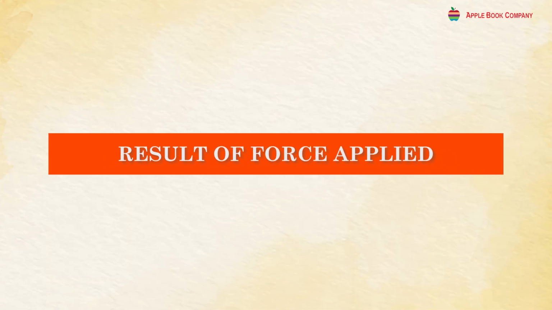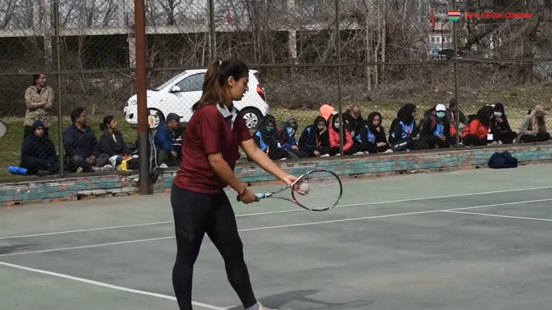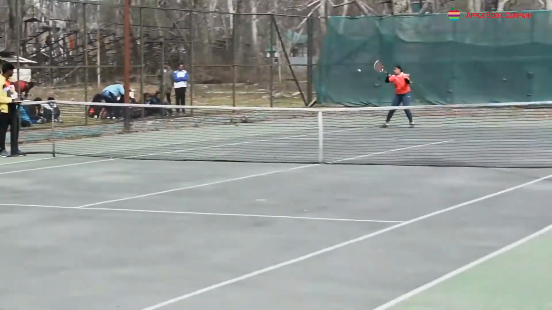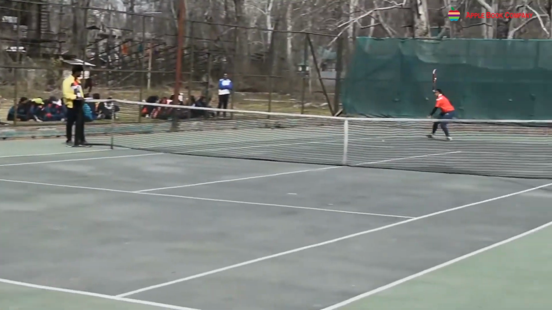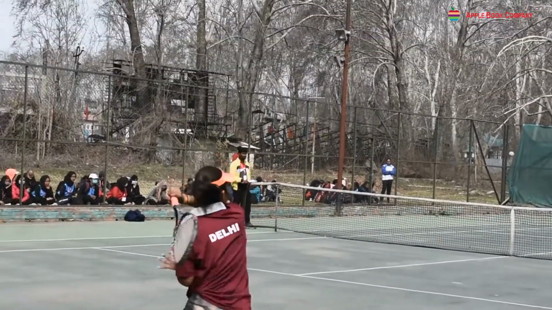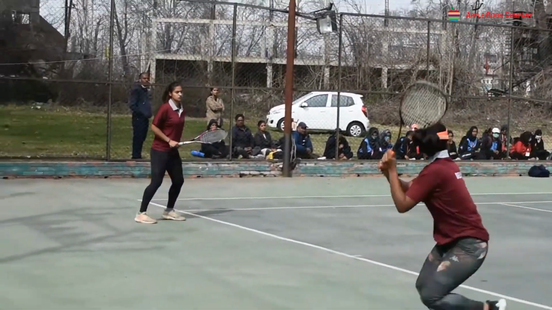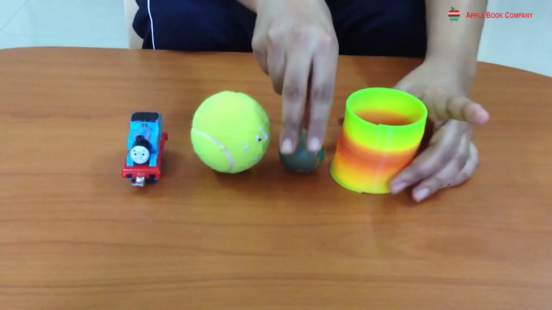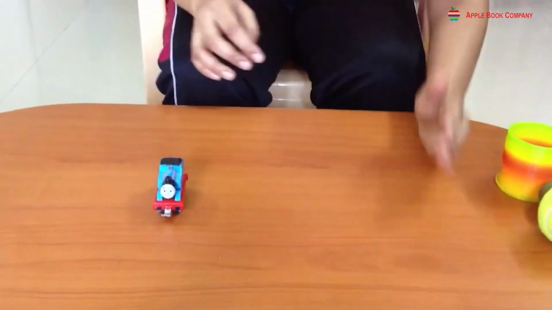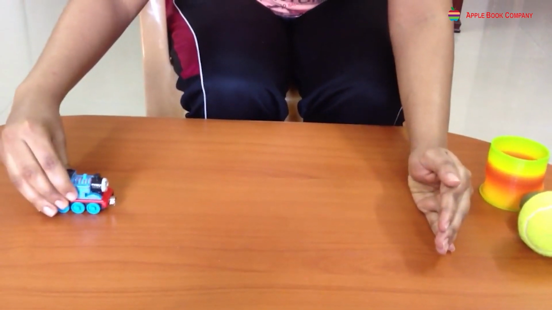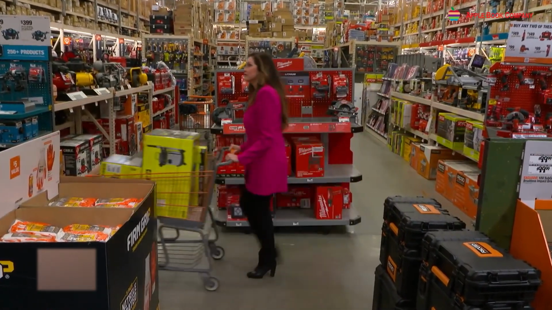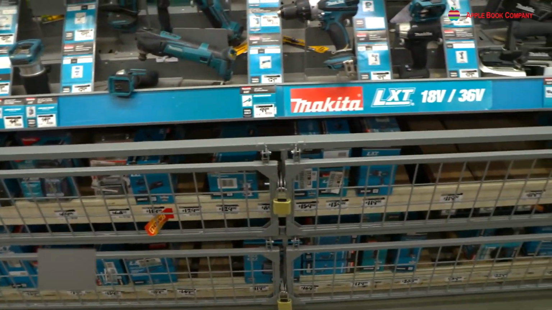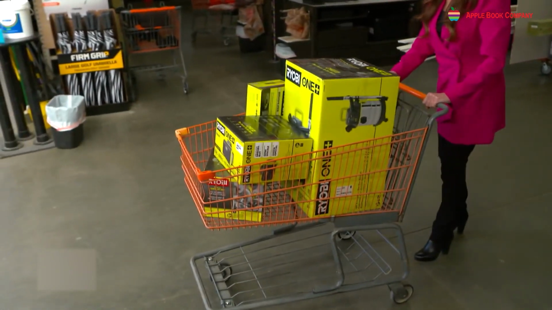Result of force applied. When force is applied to any object, it can result in any of the following changes. It can cause a change in the position of the object to which the force is applied. For example, when you kick the ball, it will move. It can move a stationary object or even stop a moving object. For example, if you push a trolley, it will start moving. On the other hand, if you pull the same moving trolley, it will stop.